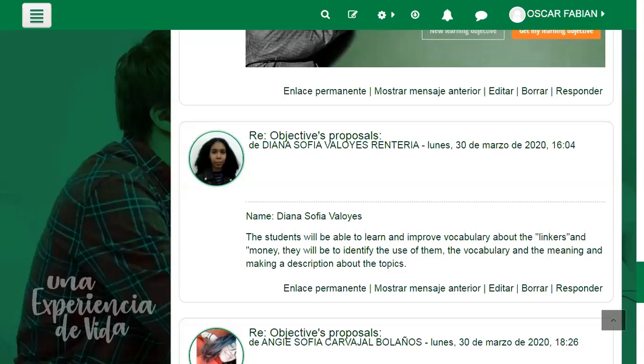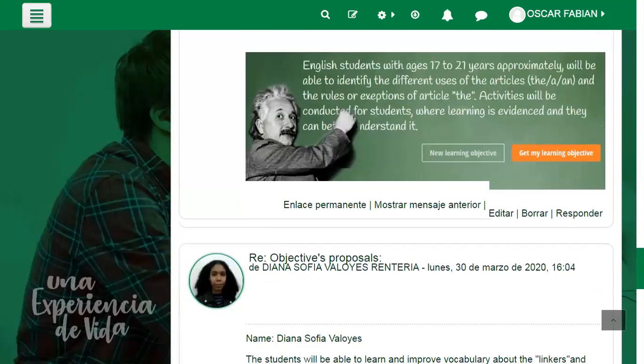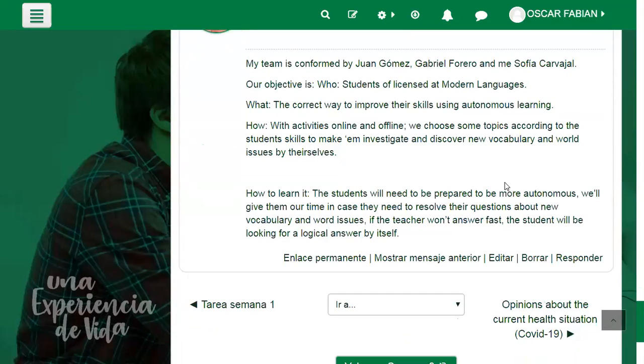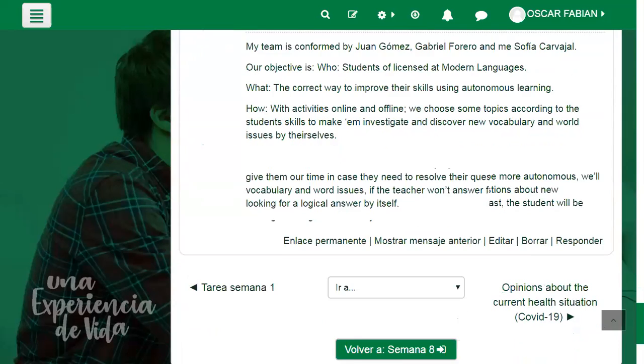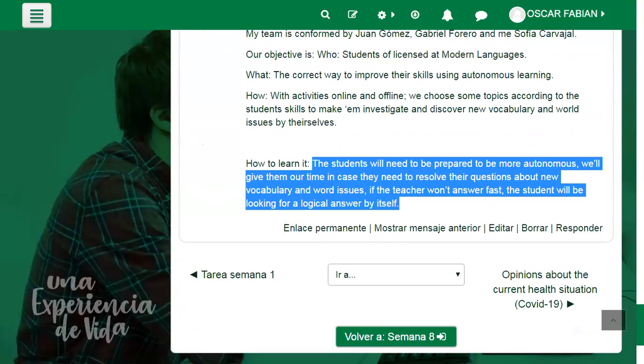Will be able to. And the recommendation is that you write the objectives like this. It is not necessary to put the population, but that you put we or they will be able to, and this verb is essential. Identify the different uses, yes, and the rules and exceptions. There is a mistake in spelling here. Activate will be conducted. Too much blah, blah, blah. Sorry, with all the respect, I appreciate it, but you know, this is good. Juan, Gabriel, and Sofia, okay. You mentioned the population, who, but I need it constructed. Maybe like this, you see? This is more or less the idea.